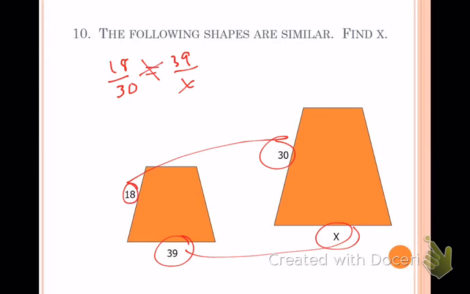So now we cross multiply. 18x is equal to 30 times 39. So 1170. Then divide by 18. And so x ends up being 65. So the length of that side x is 65. Okay? And so we're just matching up those corresponding sides.